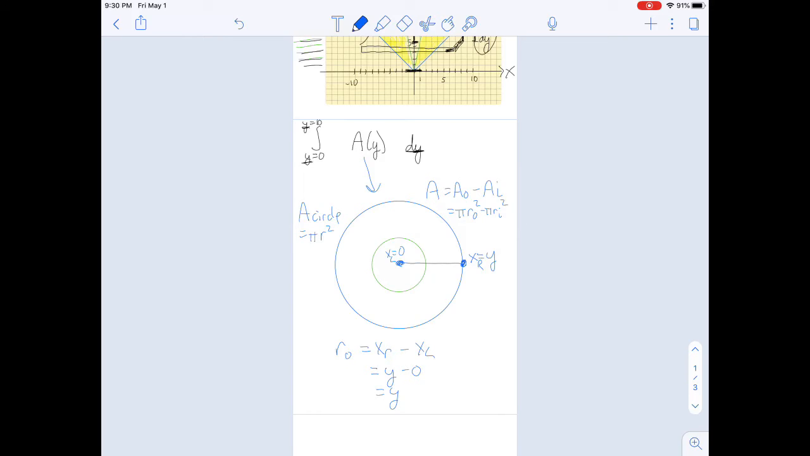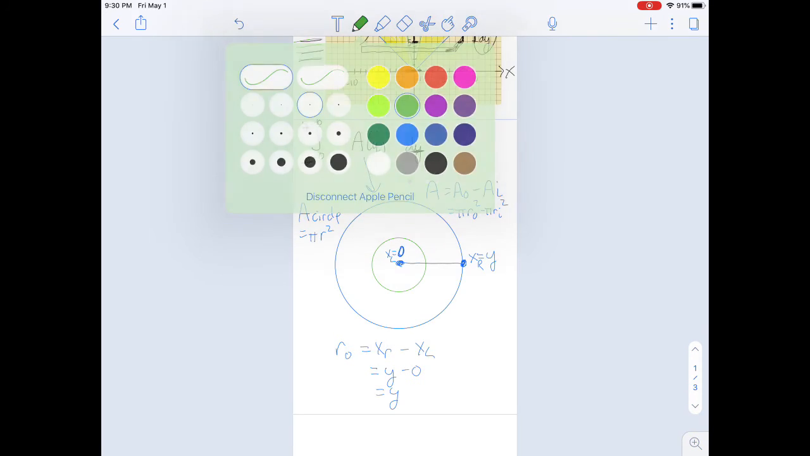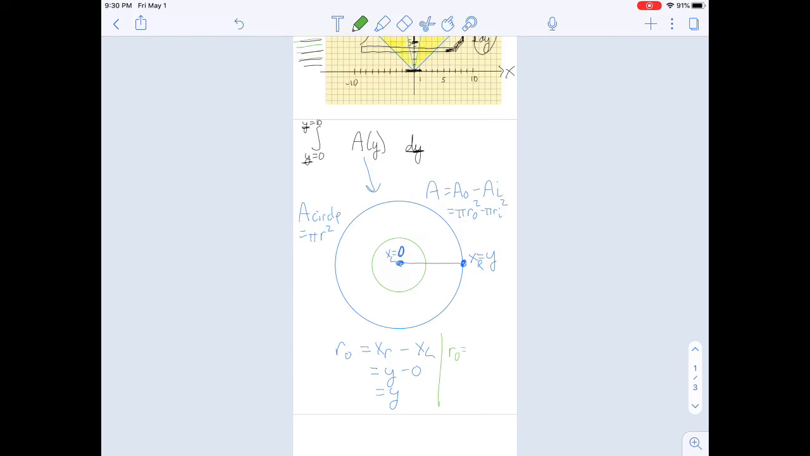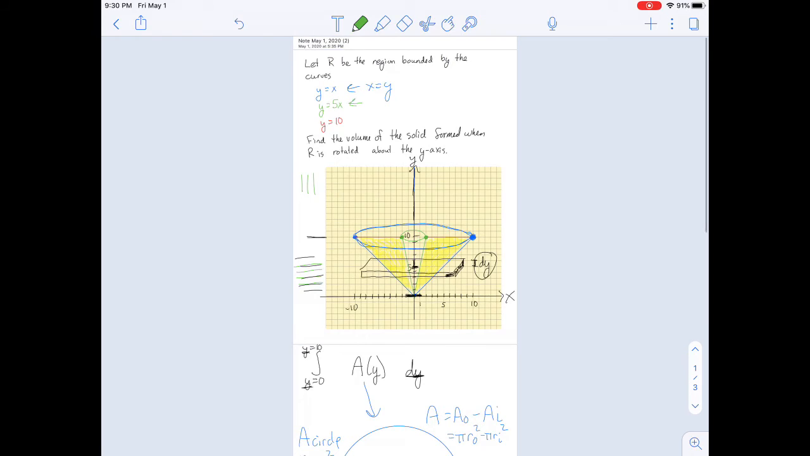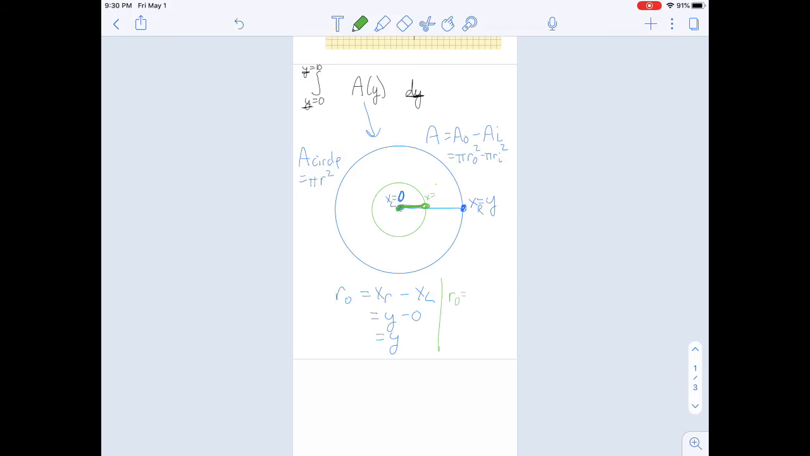This seems like a lot of work, but sometimes we'll do something like rotate about the line x equals -1, and then we wouldn't have x equals 0 here. We would have a different value. So let's do the same thing for our inner radius. I'm still going to start at x equals 0, and now I'm just going to the green circle, and let's see what that is going to be. Well, I need to solve for x. So this is x equals y over 5, and I'll take my right minus my left. Okay, so now I'm all set.